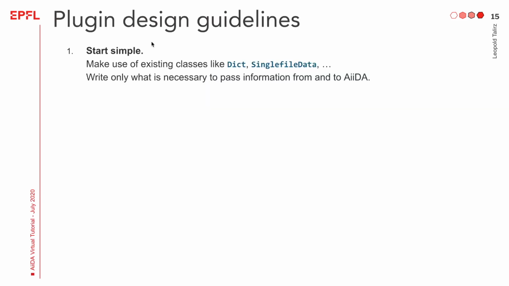I'll end with some guidelines on plugin design. The first guideline is start simple. So when you're writing a new plugin, you don't need to start with a copy of aiida-core. You can use existing classes like the dict class representing Python dictionaries, or the single file data class, which is simply wrapping a file on a file system. And you can start by writing only what is necessary to pass information from and to AiiDA.